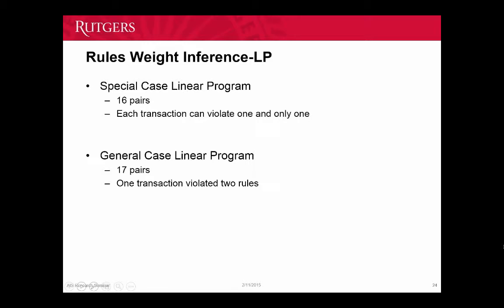We had two models, a special case model and a general case model. In the special case model, only one rule was allowed to be violated in each transaction. That was to make it simpler for them, so they would only take one rule into consideration. In the second one, we added one pair that violated two rules. We wanted to see how, in real life, you might have a transaction that has violated multiple rules. How would that affect the model?